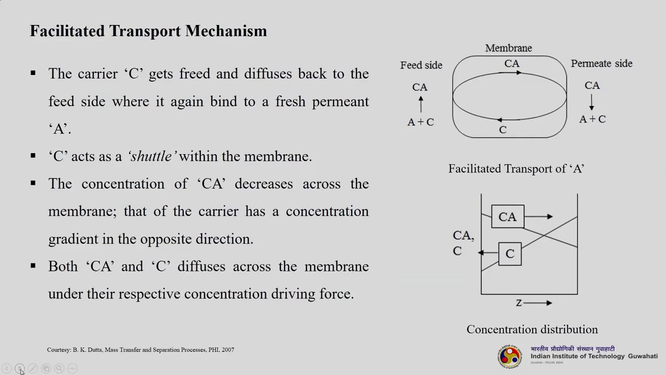The concentration of the component CA decreases across the membrane, and that of the carrier has a concentration gradient in the opposite direction. You can see that this is the gradient here, this is CA, okay. It is decreasing with respect to the thickness of the membrane, whereas the concentration profile or gradient of the carrier is in the opposite direction. Both CA and C diffuse across the membrane under their respective concentration driving force.